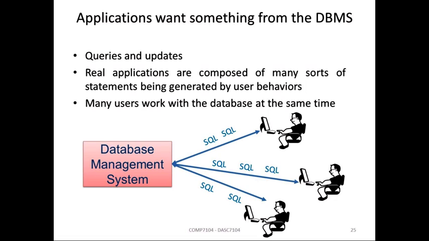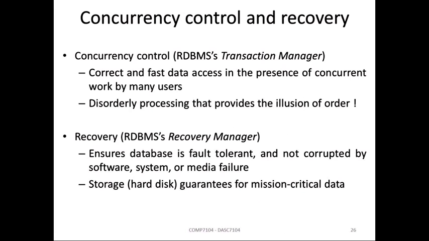For instance, we may all want to book an Uber ride from the university premises at the same time when the class ends today. And this leads to a major role of the database management system, which is concurrency control and recovery. Concurrency control is handled under the hood by a so-called transaction manager. In practice, this means correct and fast data access in the presence of concurrent work by many users, by somehow disorderly processing all these requests in a way that gives an illusion of order. We'll clarify what this means when the moment comes.